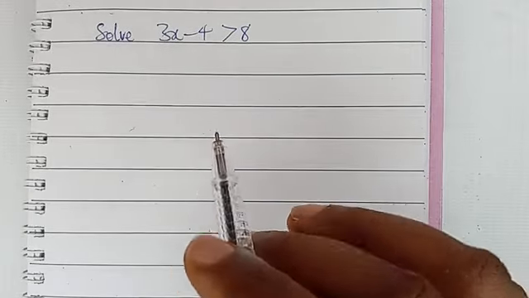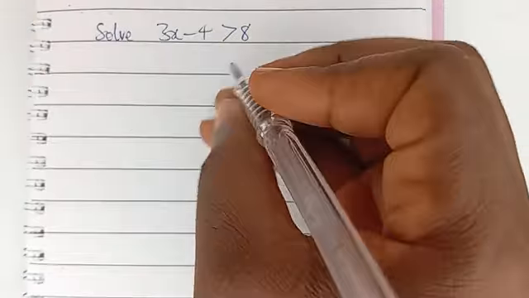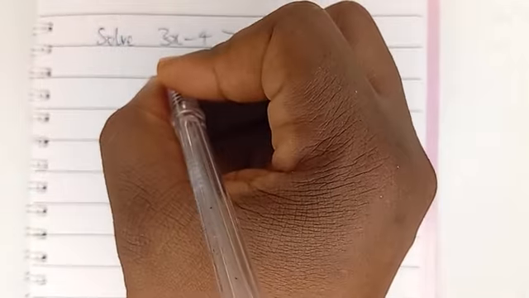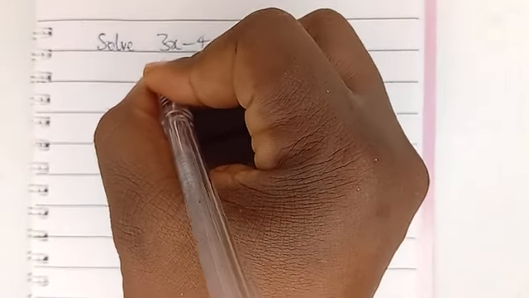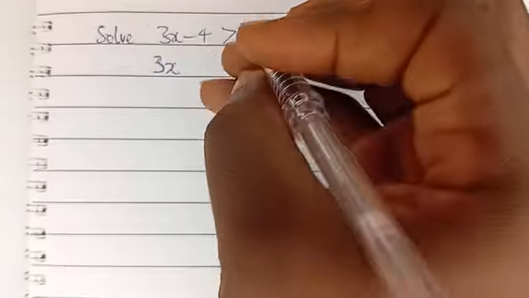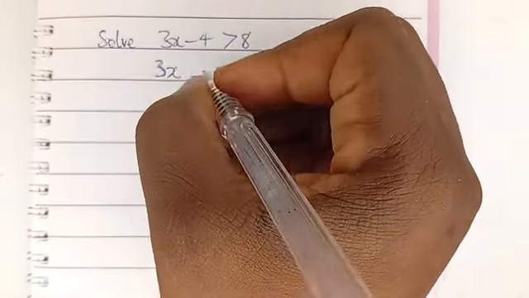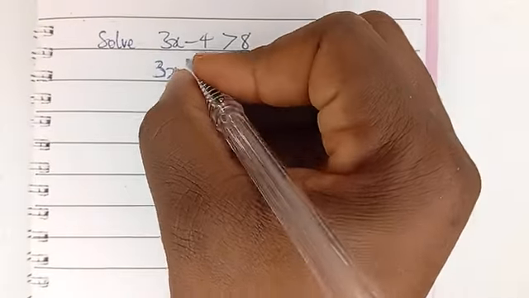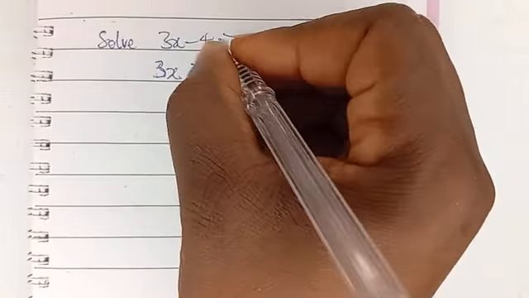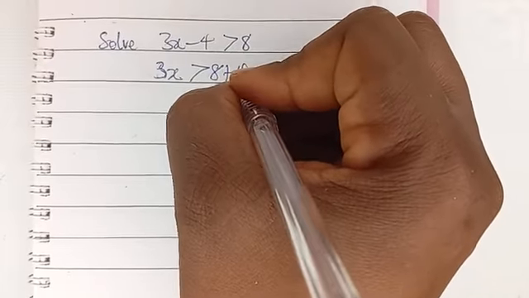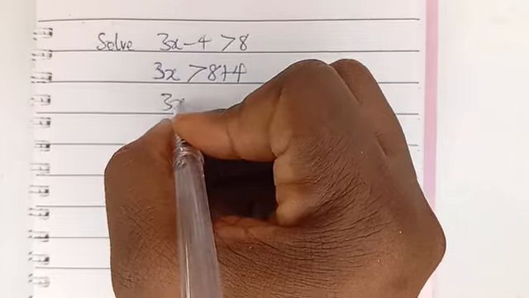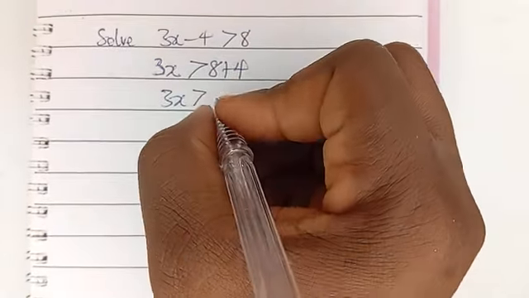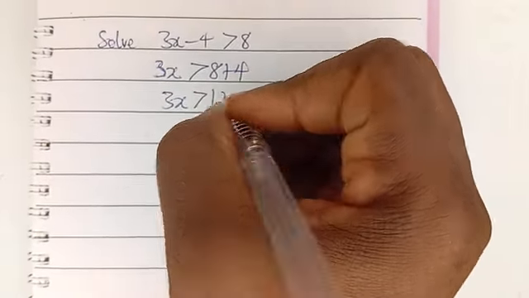Here we've been asked to solve 3x minus 4 is greater than 8. What we are going to do is collect like terms. So we solve this like a very normal equation. This is a term on its own. Then we send the constant values here. 8 is already here. Then negative 4 is going to cross over the inequality sign to be a plus 4. We have that 3x is greater than 8 plus 4 is 12.